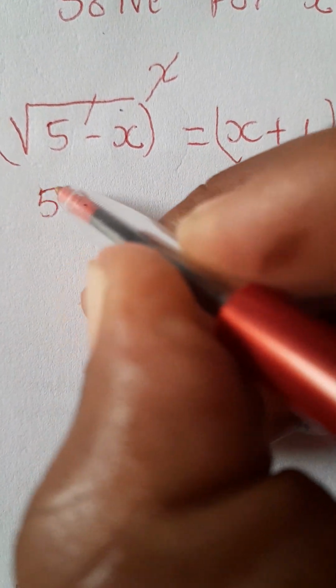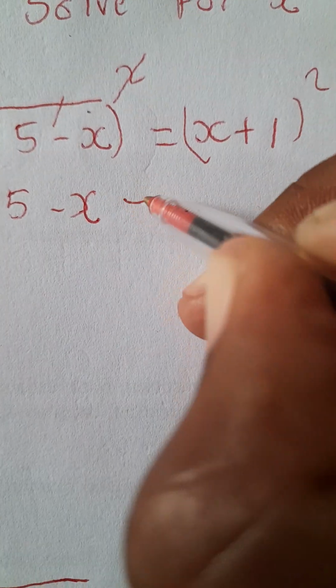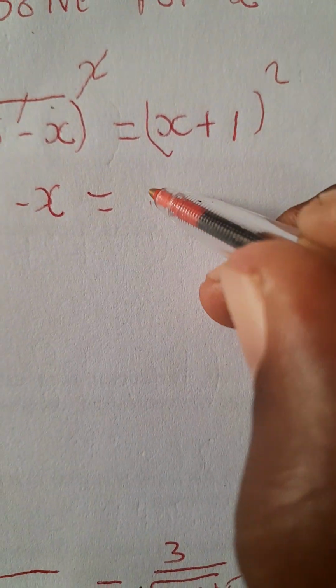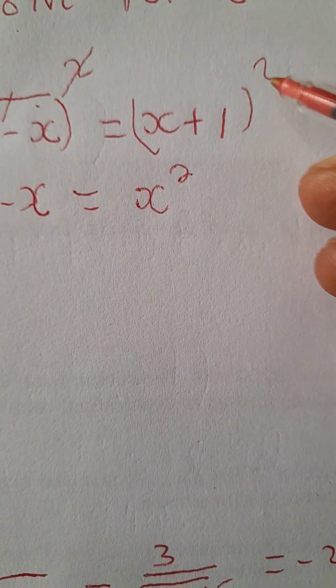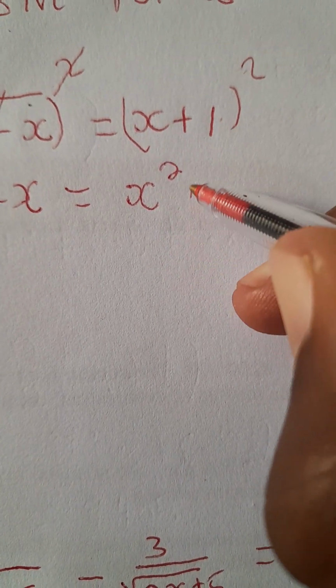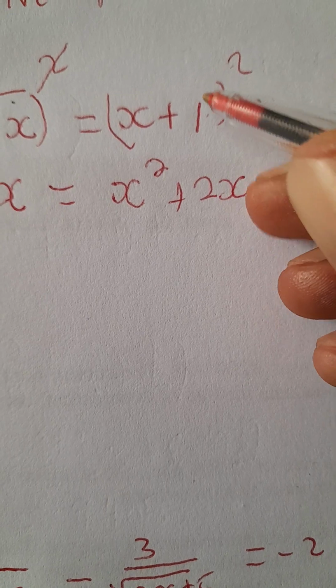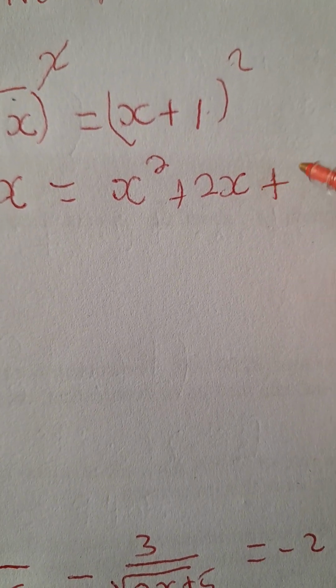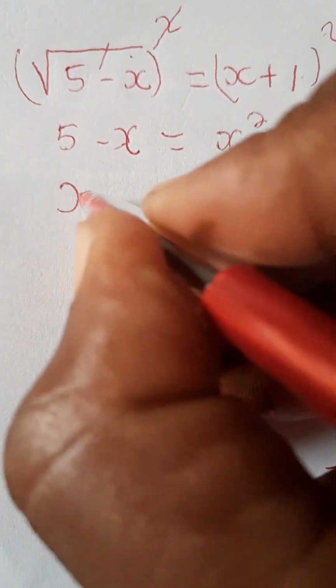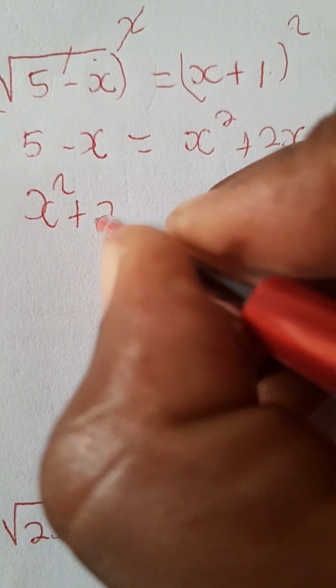So we are left with 5 minus x. Then you square the first term here, or you can expand this. Square the first term, which will be x squared. The power multiplies everything. 2 times x times 1, that will be 2x. Then square the last term. 1 squared, that will be 1. Right. So from here, we need to collect the like terms. So it will be x squared plus 2x.